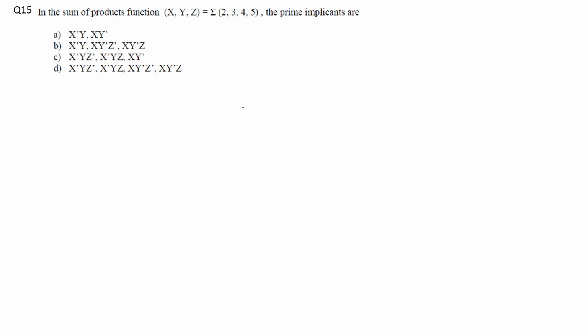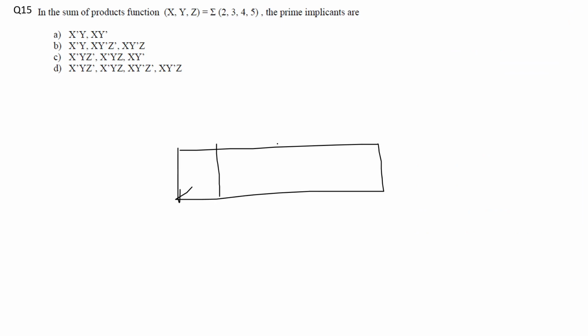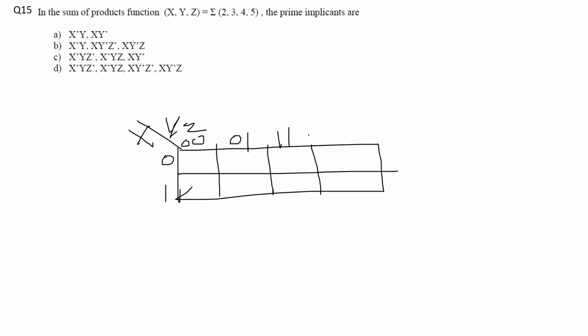So in the sum of products function of x y z, summation of 2, 3, 4, 5, the prime implicants are... So let's just draw a 3 variable K-map. This is x, this is y z, this is 0 1 0 0 0 1 1 1 0, this is 0 4 1 5 3 7 2 6. This is 2 3 4 5.